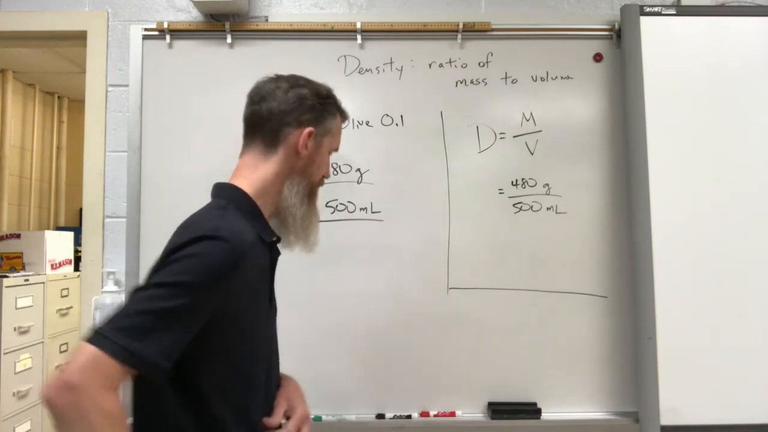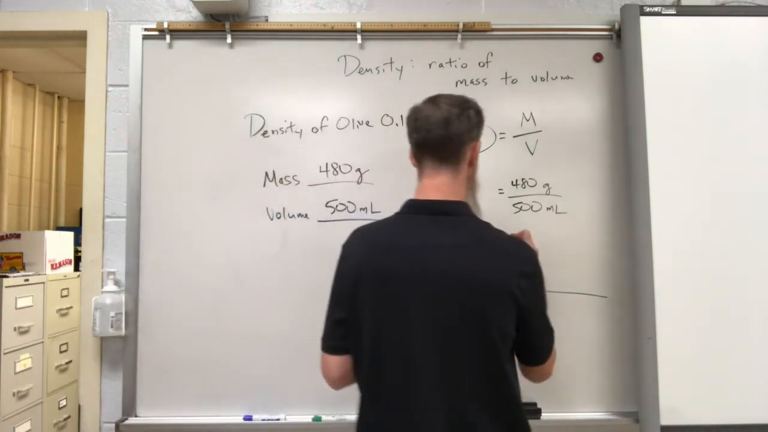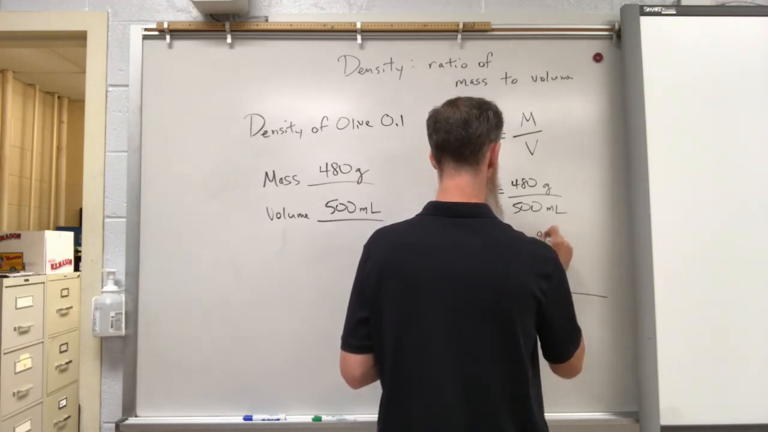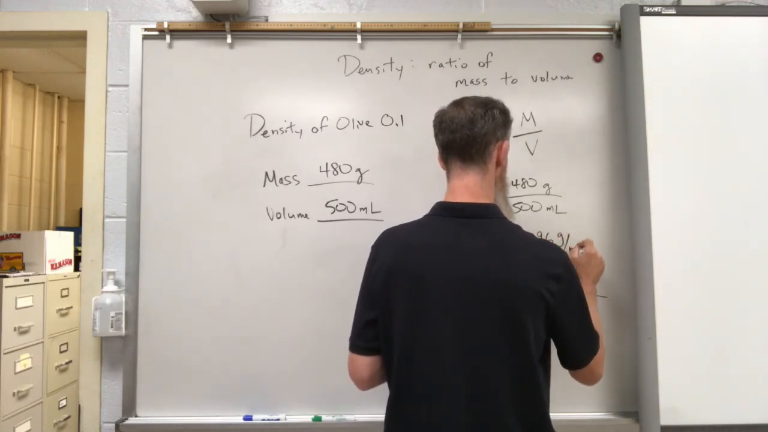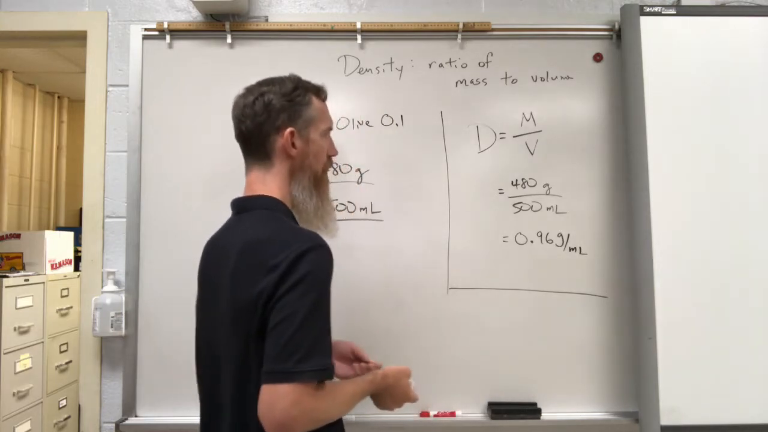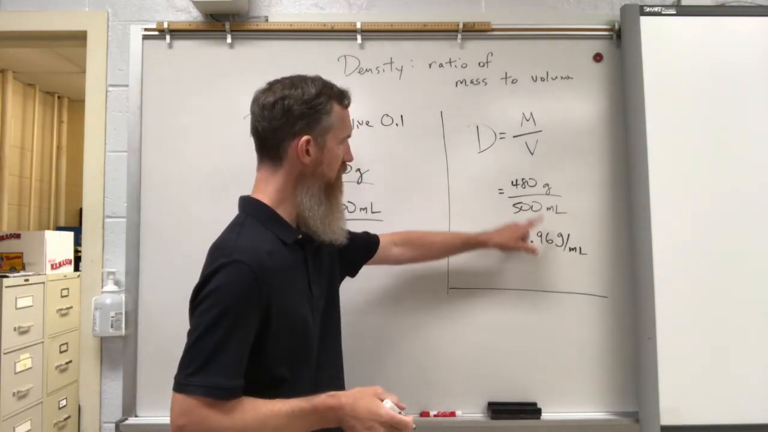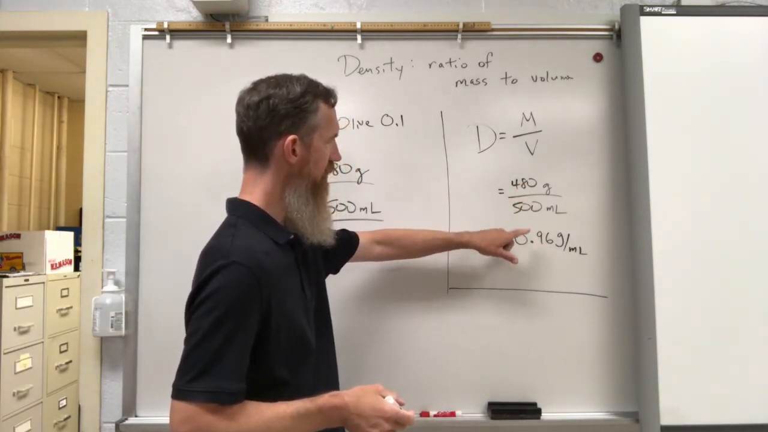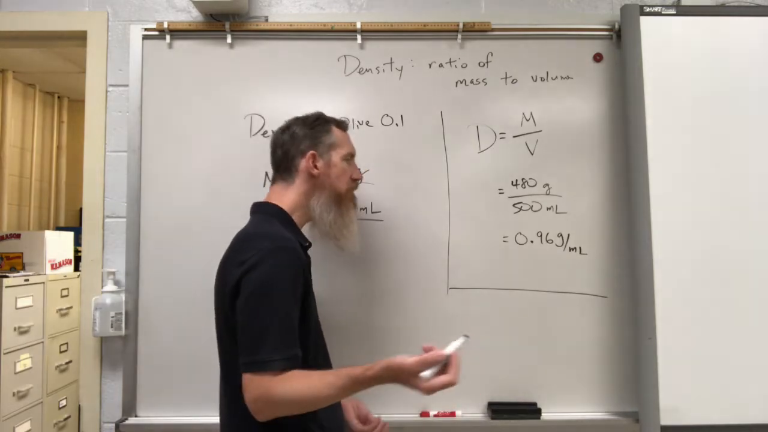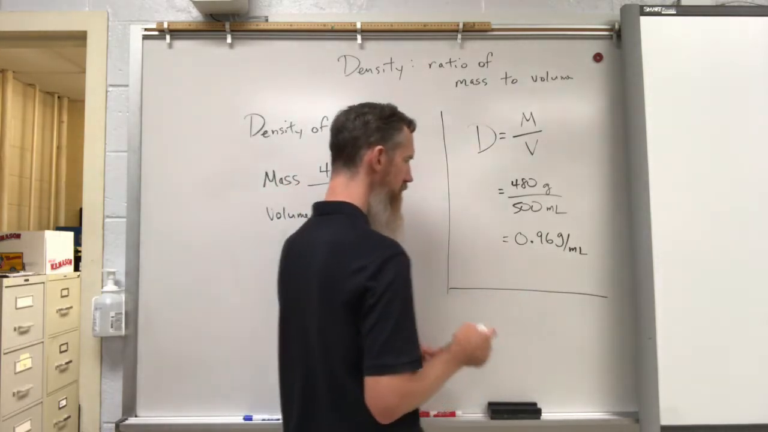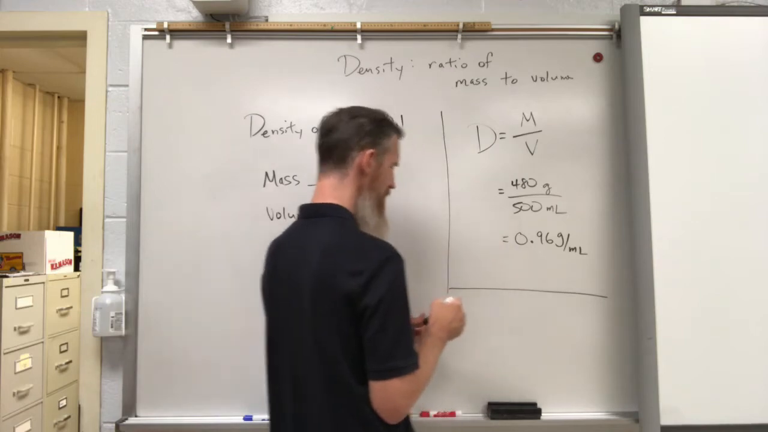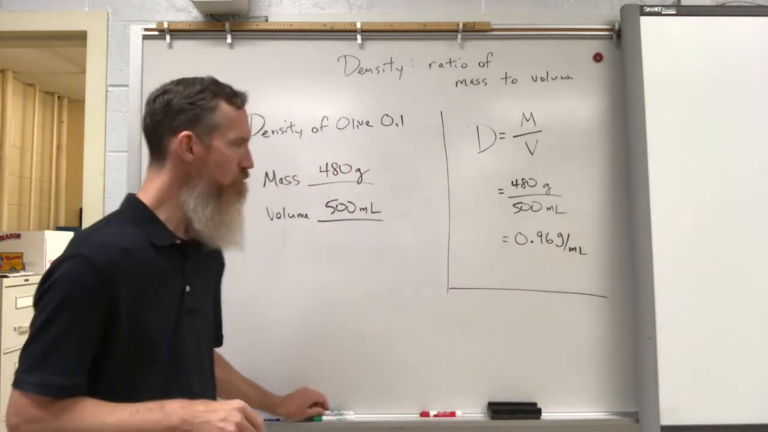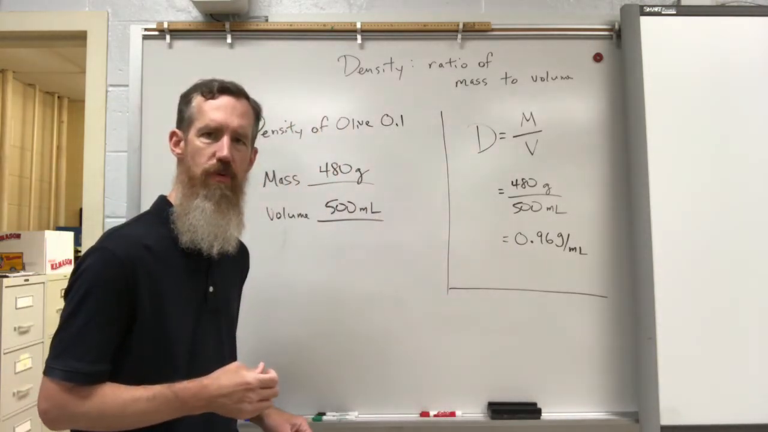0.96. Not even, we don't even have rounding issues to deal with. It came out pretty clean. And it's 2 spots. These are 3 spots. You know, it's close enough. If you wanted to be fancy, well, no, I'll just leave it at that. 0.96 grams per milliliter.